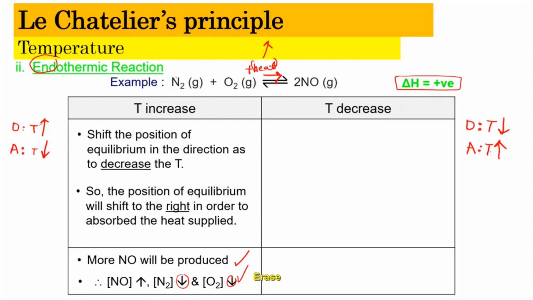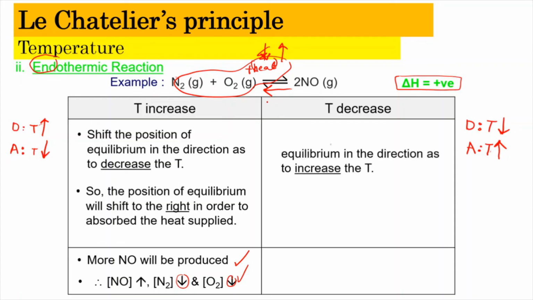Okay, so let us look into the diagram again. So let's say your heat content is going to be reduced. So the way that you can increase back your heat is you need to go to the left hand side so the NO can be converted into the items on the left hand side here so that your heat is increased back again.